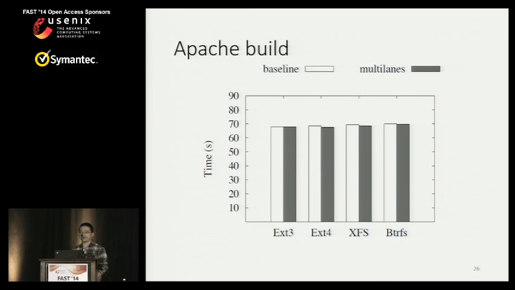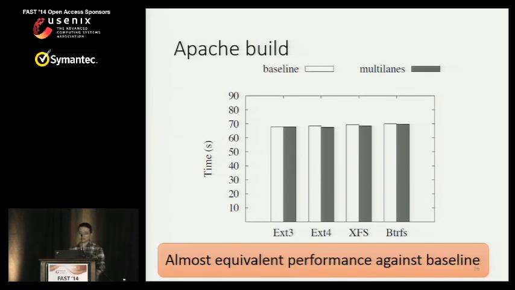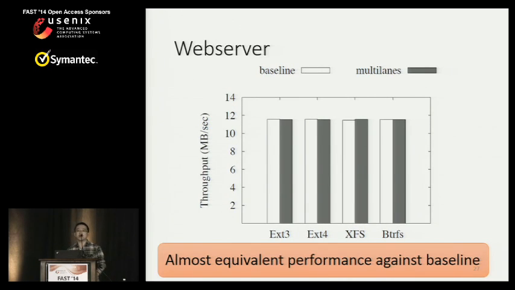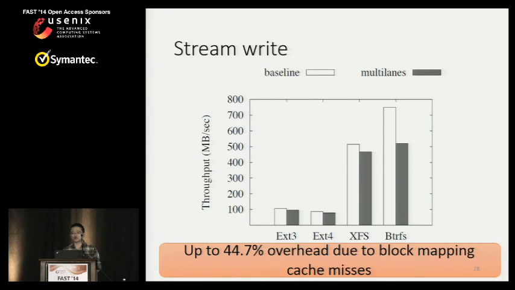This is the result of the Apache build workload. We can see that MultiLanes exhibits almost equivalent performance to the baseline. For the web server workload, MultiLanes also exhibits almost equivalent performance to the baseline. But for the stream write, up to 44% overhead is observed due to the frequent block mapping cache misses.